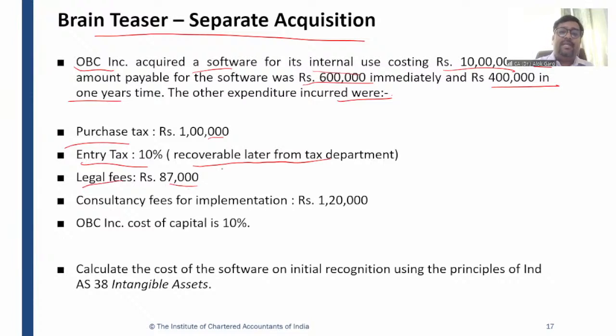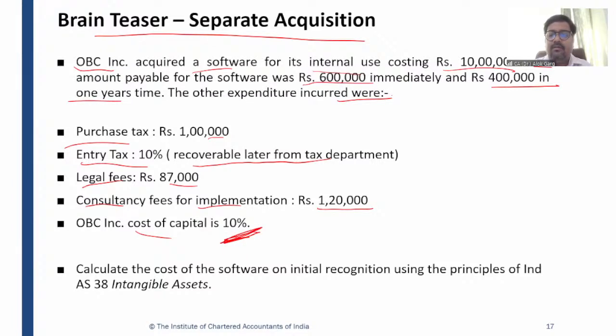Legal fees of rupees 87,000. The company has also paid legal fees. Consultancy fees for implementation: the consultancy fees for implementation is 1,20,000. Okay. So the company has paid consultancy fee for implementing this software. And again, it is a directly attributable cost. It should be there. And the cost of capital is 10%.